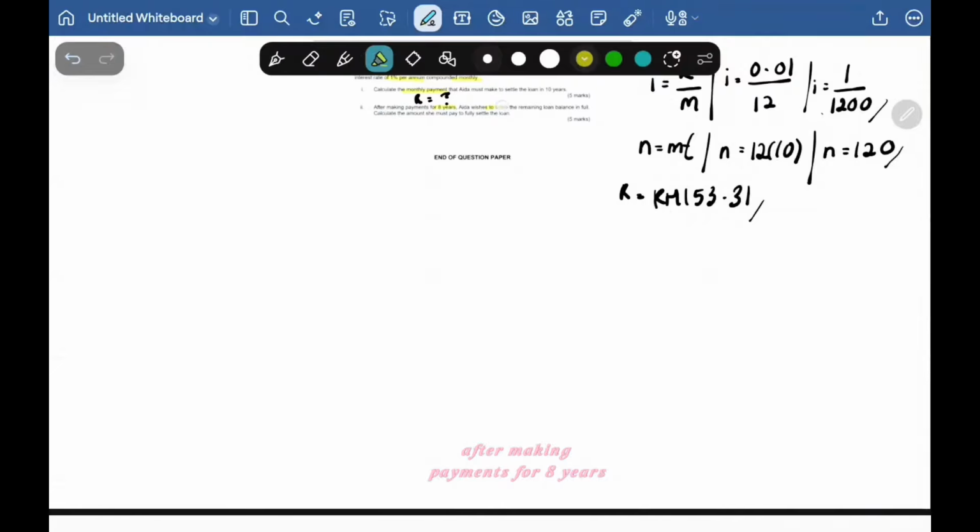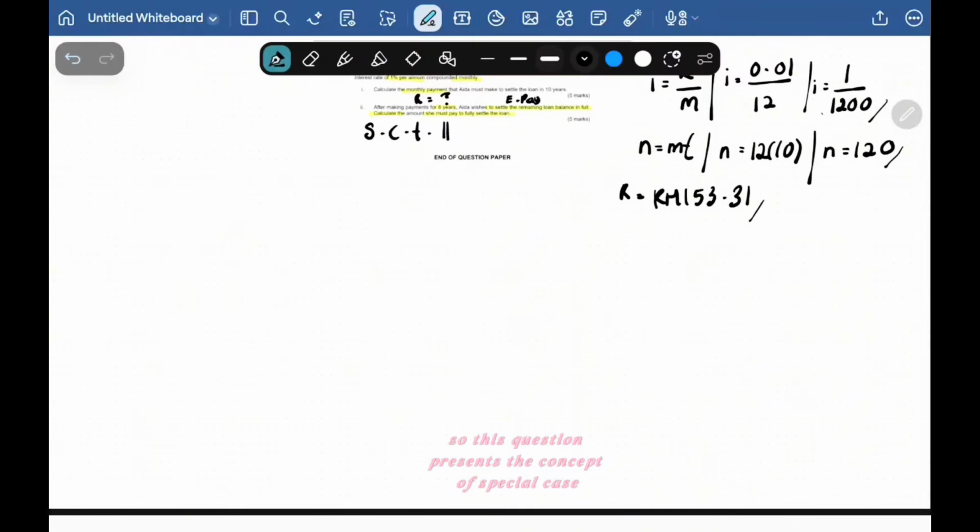After making payments for 8 years, Ada wishes to settle the remaining loan balance in full. In this sentence, we understand that Ada wants to make an early payment. Calculate the amount she must pay to fully settle the loan. So this question presents the concept of special case type 2, where the formula to be used is A_N.